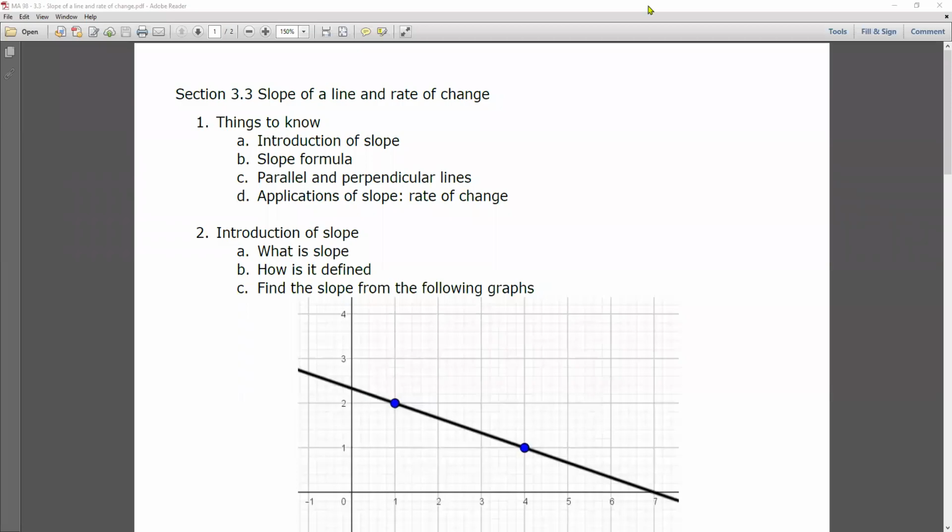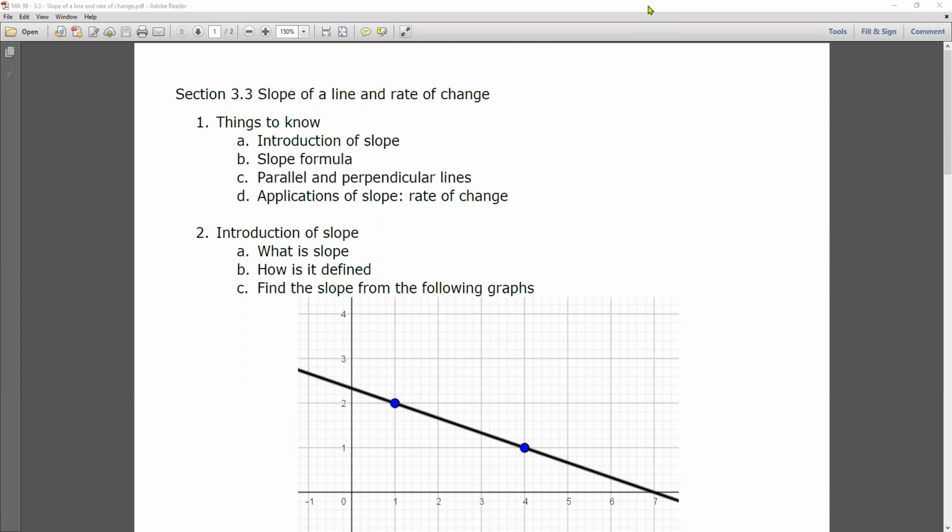Hi guys, today we're going to cover section 3.3, slope of a line and the rate of change. And the things to know, we're going to talk about the idea of slope, the formula, and parallel perpendicular lines and the applications. So first, let's talk about what is slope.